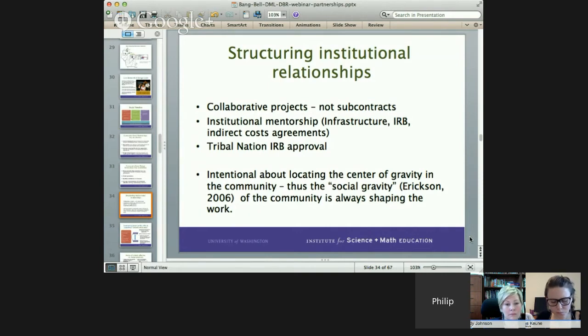The other thing that we were really intentional around was making sure that we were engaging with tribal nations' IRB approvals and making sure that the nations themselves were approving and supporting the work, which can get complicated to think about. But how is it that communities have a say in the work in really meaningful ways, to the point that they could end it if they chose to? Most partnerships don't have that kind of mechanism.